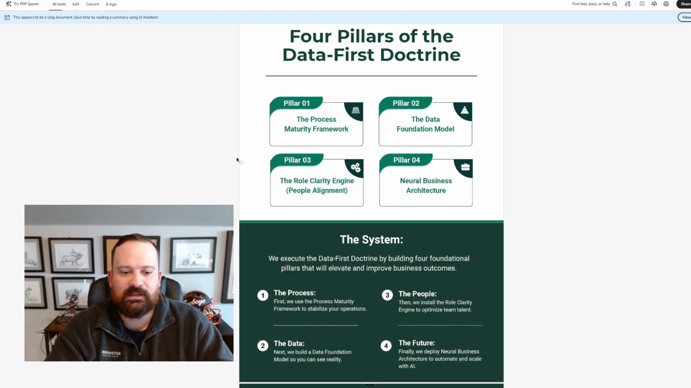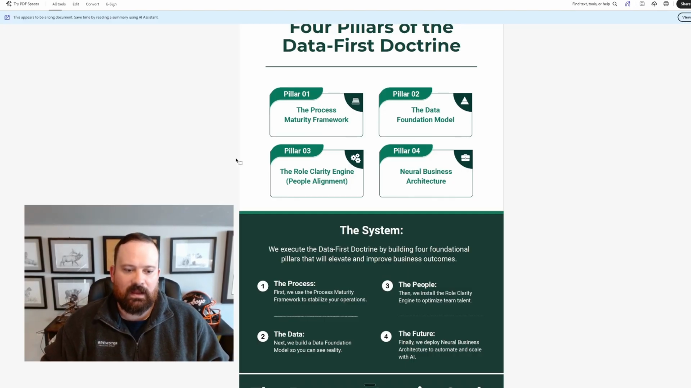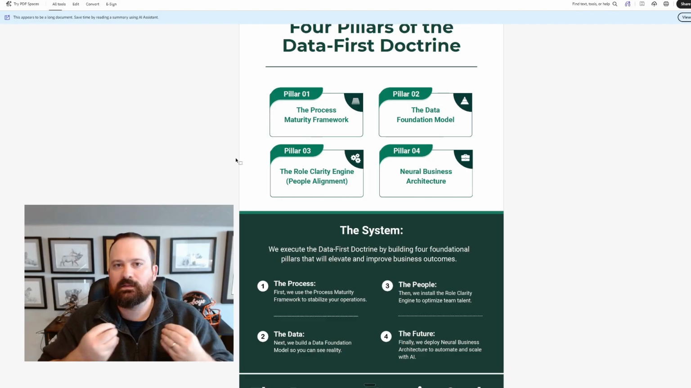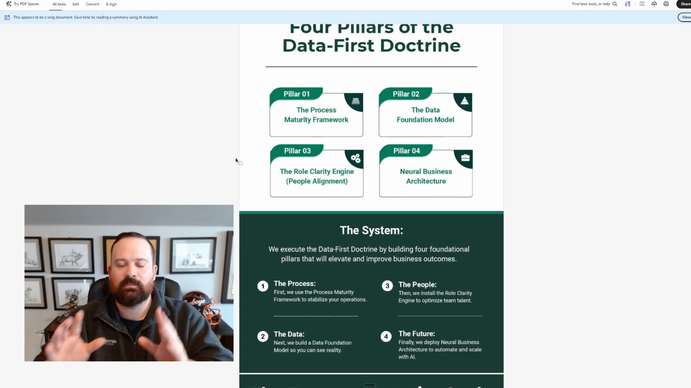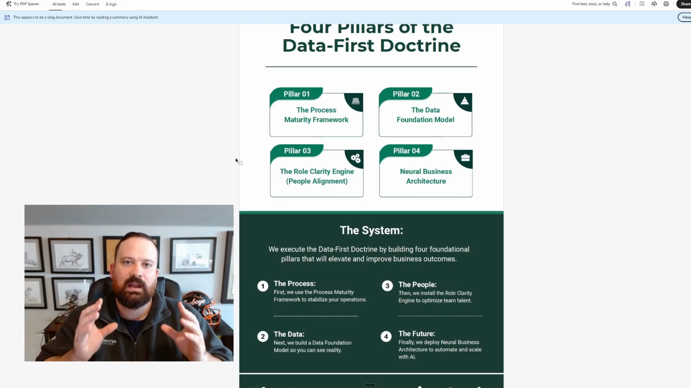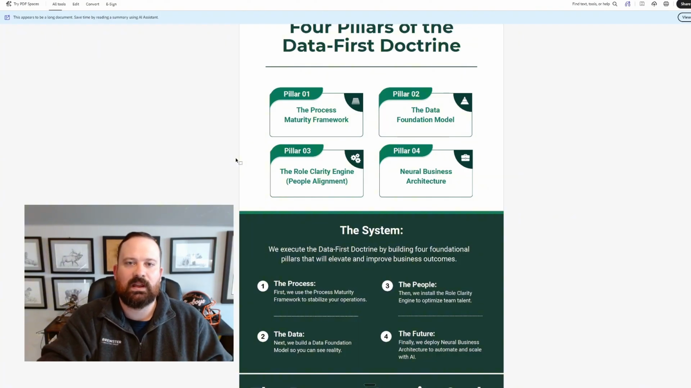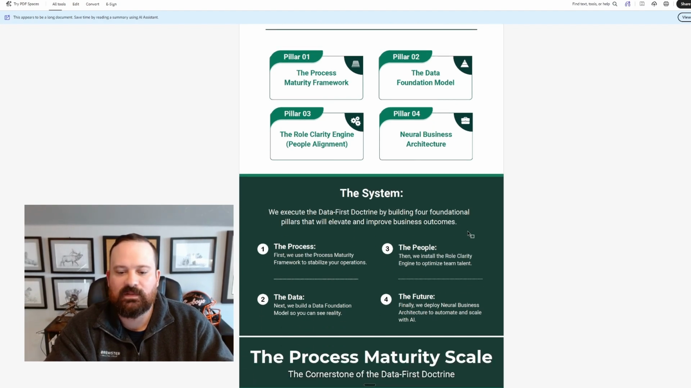And so the system is about executing our operating system, the Data First Doctrine, by starting with the process, pillar one, the process maturity framework, evolving the data to build a foundation for actually being data driven, aligning the people so that you have full alignment of data, process, people, and technology, and then moving into the future, which is leveraging advancing technologies like RPA tools, AI, to build automation and scalability into your business processes, actually becoming data driven to deliver real business outcomes to your organization, right?